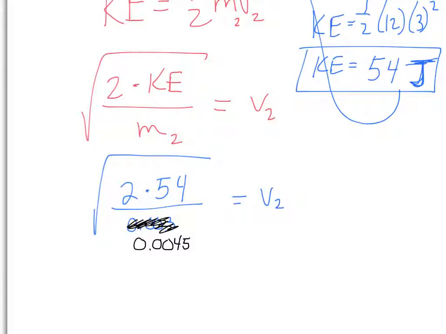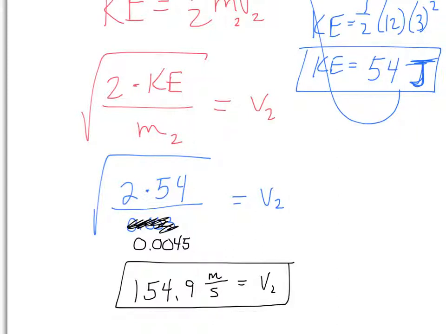I got 150. 4.9. Yep. Very good. Now, it's not joules because we're looking for velocity, so it's meters per second.